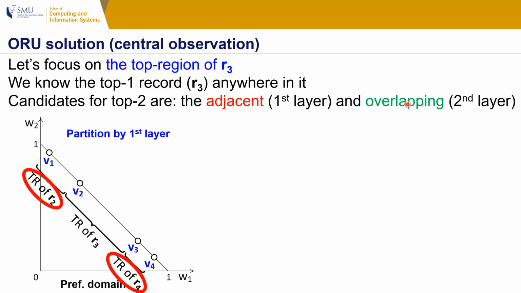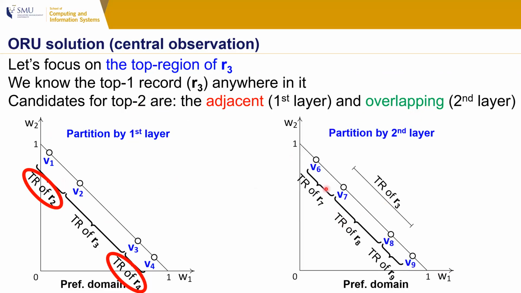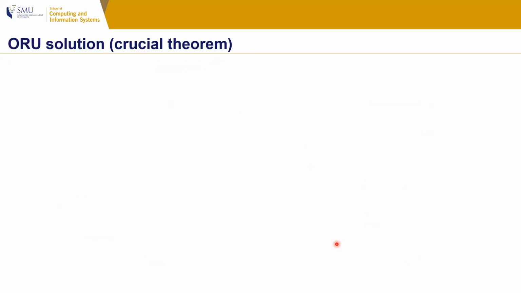And the second set where my candidates for the top two position could be coming from are the records in the second layer that have top regions that overlap with the top region of R3. Well, these records turn out to be the ones in blue here. So basically, anywhere in the top region of R3, we know that the top one record is R3. And when it comes to the top second one, the candidates are this, and this. So these five records are the only candidates to be ranking number two after R3.